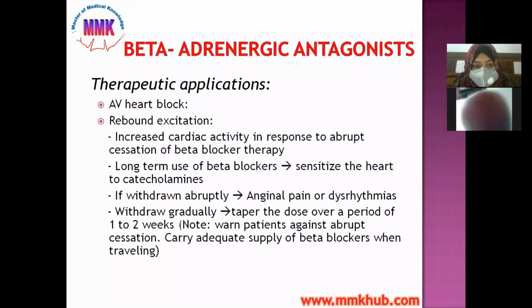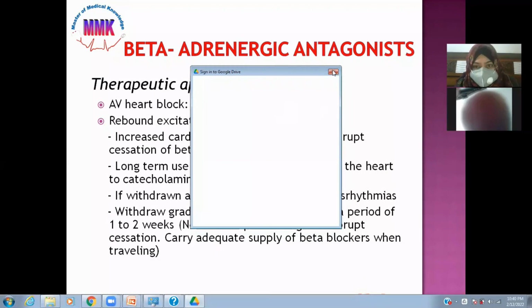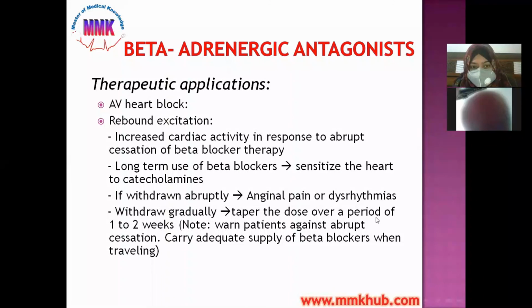And it will cause rebound excitation. What is rebound excitation? Basically, increased cardiac activity in response to abrupt cessation of beta blocker therapy. Long-term use of beta blockers sensitizes the heart to catecholamines, and if withdrawn abruptly, angina pain or dysrhythmia occurs.